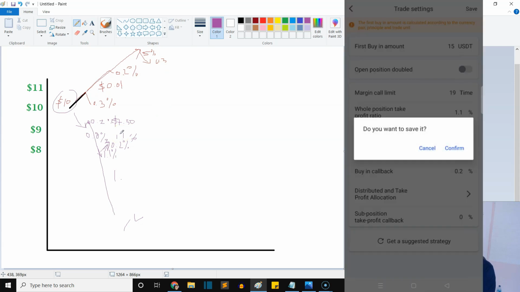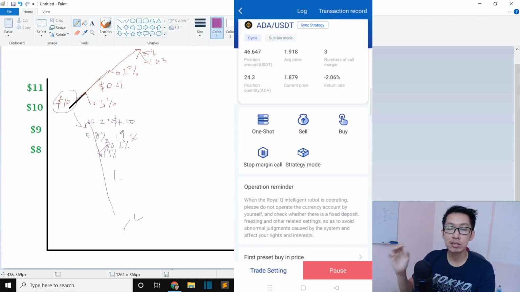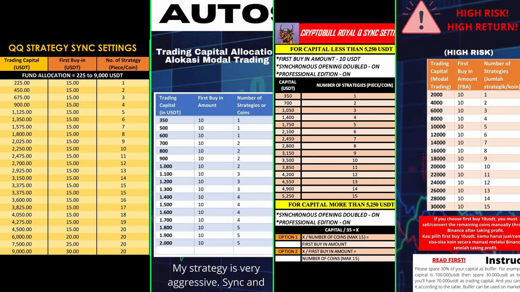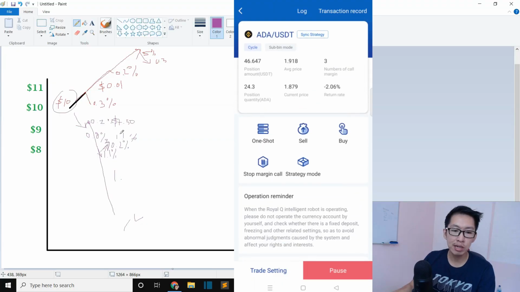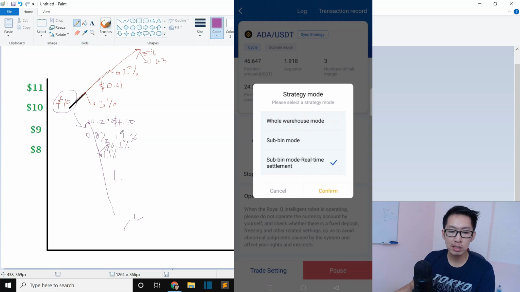Let me cancel this. Again, guys, different circles have different strategies. If you are following another circle, you can see the strategy is probably going to be very different. I will talk about the strategy mode. Strategy mode, they have a whole warehouse mode right here. There is sub-bin mode. There is sub-bin mode real-time settlement.